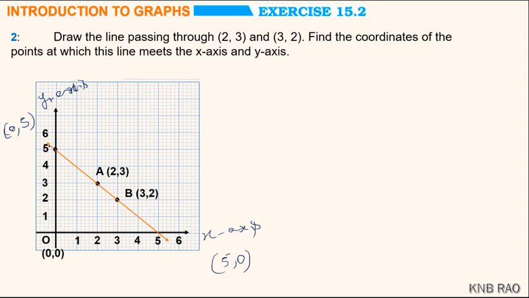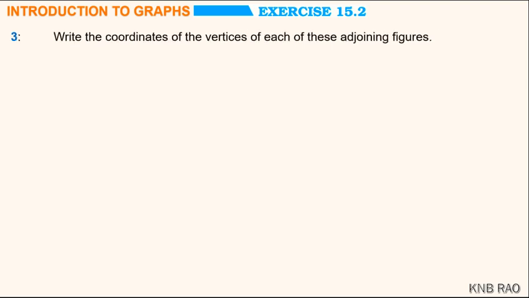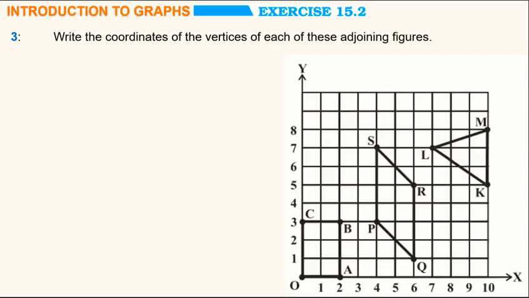Now watch it. Here I am showing point and its name is x, 0, 5. Here I am showing point y, 5, 0. Okay. Now let's get into another question. Write the coordinates of the vertices of each of these adjoining figures. First one. See, this is the graph, figure shown here. First O 0, 0, A, x coordinate is 2, y coordinate is 0 because it is lying on x axis.